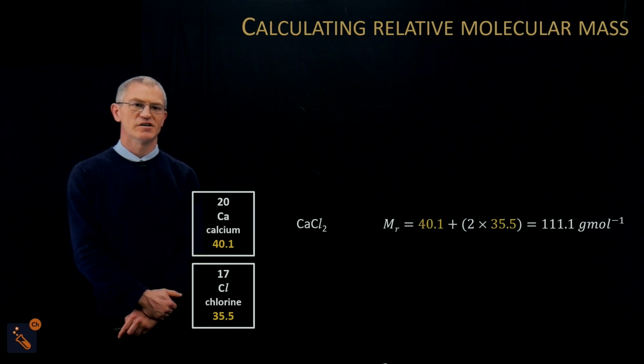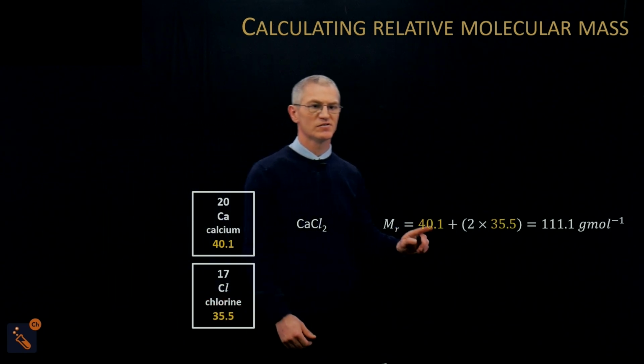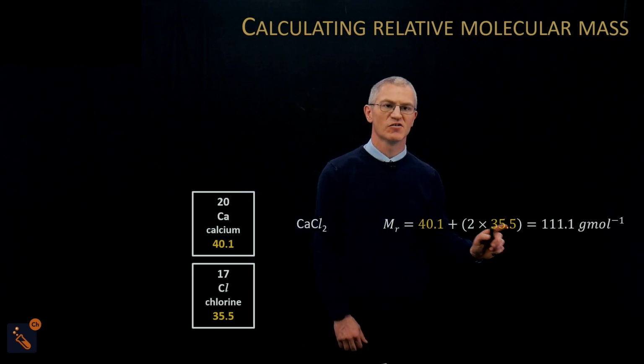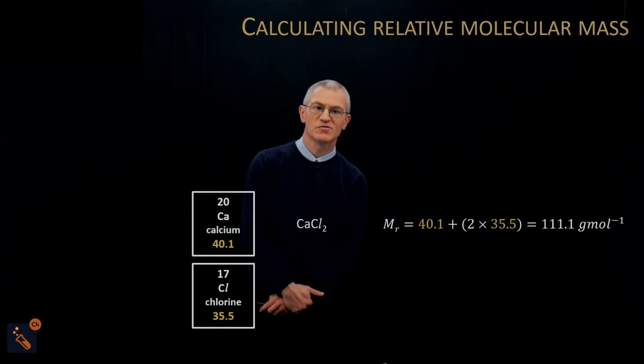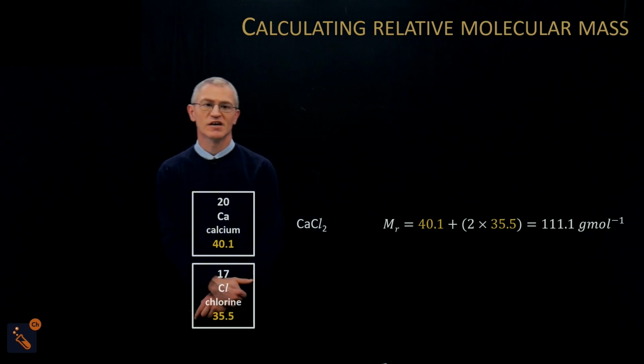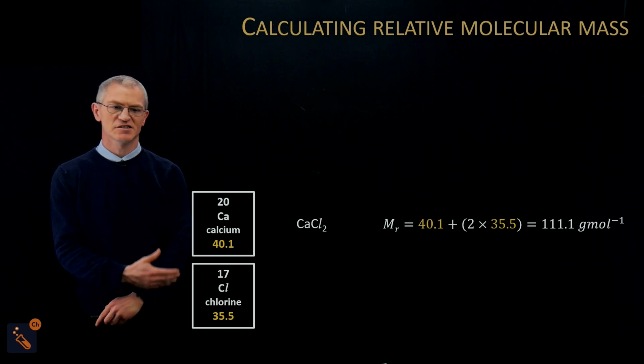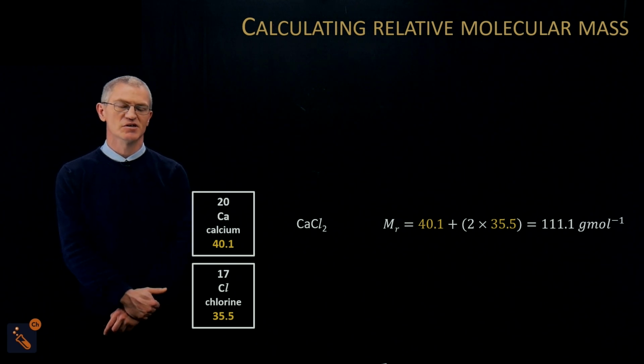We then put that into our calculation, and we can see we've used the relative atomic mass of calcium and the relative atomic mass of chlorine. We've put the 2 in to say there are 2 chlorines, and we have 111.1 grams per mole as the relative molecular mass of calcium chloride.